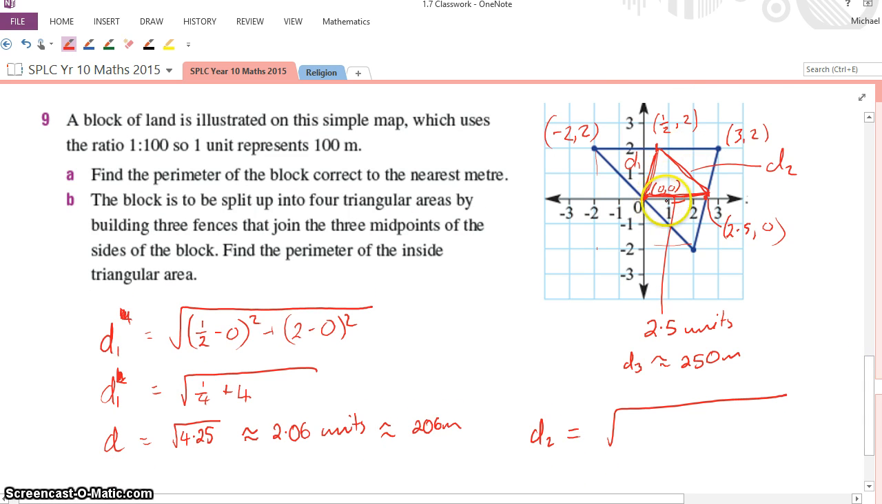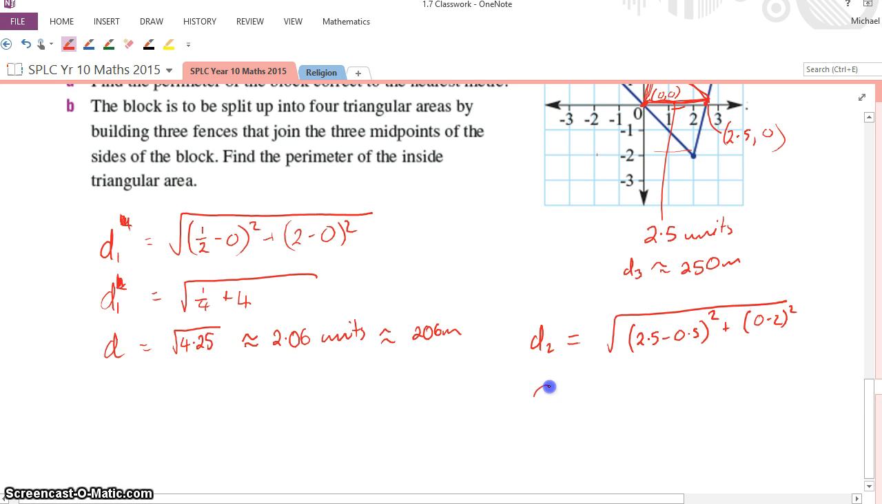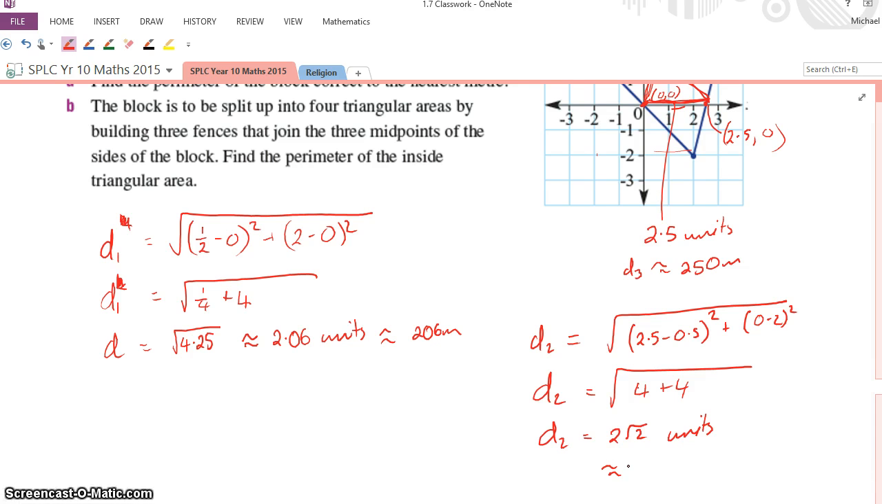of, how far across have we gone? Well, we've got 2.5 minus 0.5. That's the difference in my x coordinates, squared, plus (0 minus 2) all squared. D2 is going to be equal to the square root of 4 plus 4, which is root 8, or 2 root 2. Which, if we do that, it's going to be 200 root 2, or in meters, multiply 200 by root 2, I get 282.84.